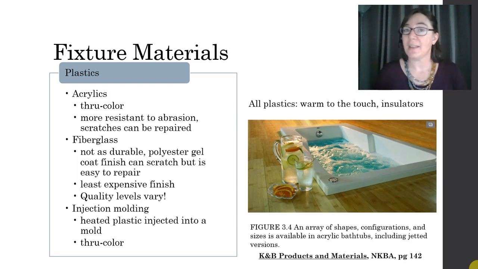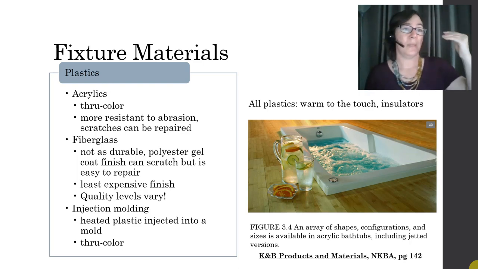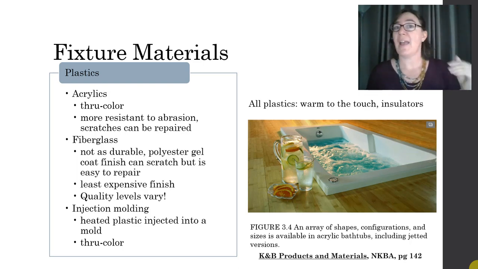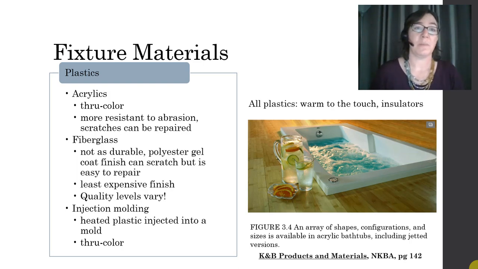Let's move on to plastics. All plastics are insulators, so they're going to feel warm as opposed to the metals like the cast iron and the stainless steel. So, plastics are used for bathtubs also, and they can be acrylics, fiberglass, or injection molding. There's some other options too, but those are the main ones. Acrylics are going to be a through color option, and therefore they're more resistant to abrasion. Scratches can be repaired with acrylics.